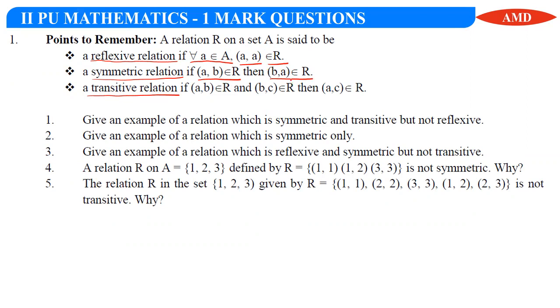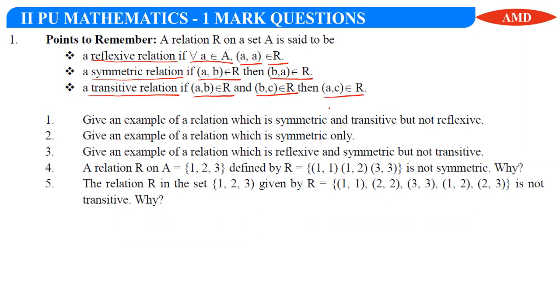So when do I say a relation is not symmetric? The only case when the relation is not symmetric is A, B belongs to R, but B, A does not belong to R. In fact, all the other relations are symmetric itself. Coming to the transitive relation. A relation is said to be transitive if A, B belongs to R and B, C belongs to R. Then A, C should belong to R.